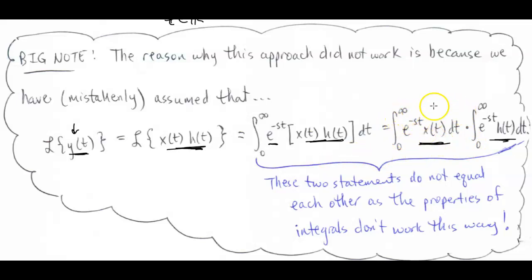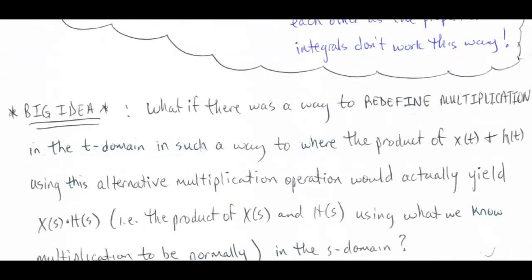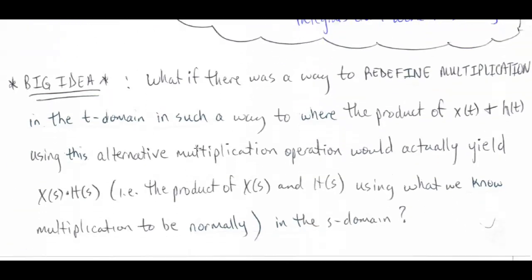We also see this in second year calculus. This doesn't work that way as well, as it does not follow our integration properties. So because of that, we're like, yeah, not going to work. We're going to need to think of something else, okay? So the big idea here is, what if there was a way for us to redefine what multiplication meant, okay?